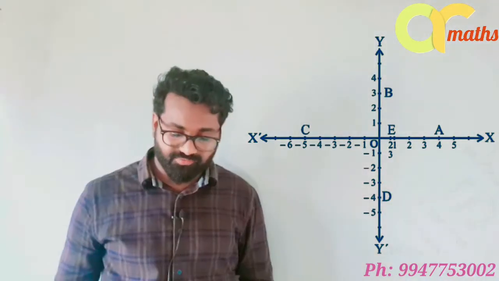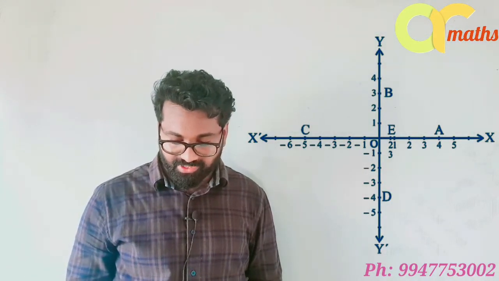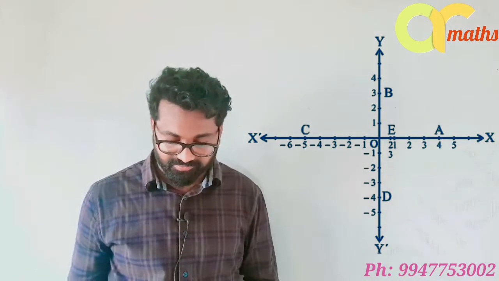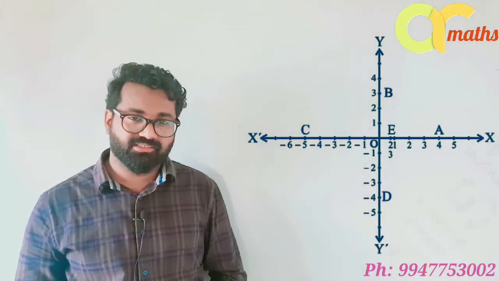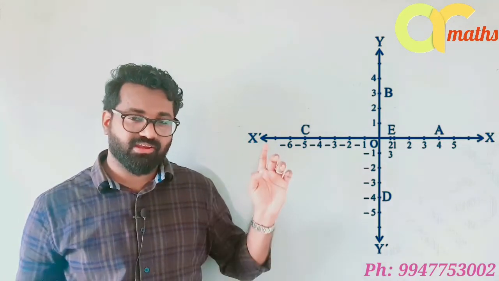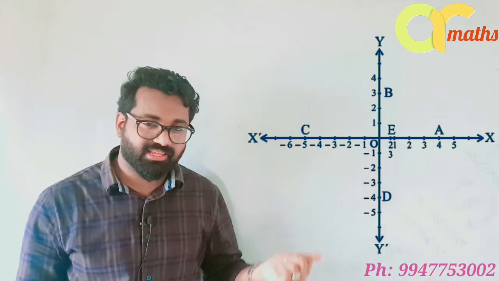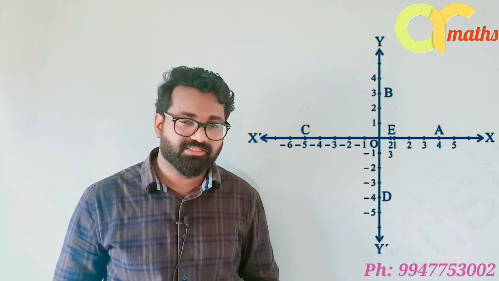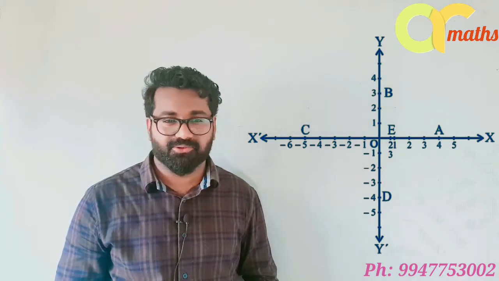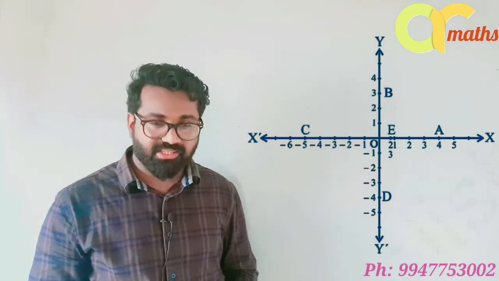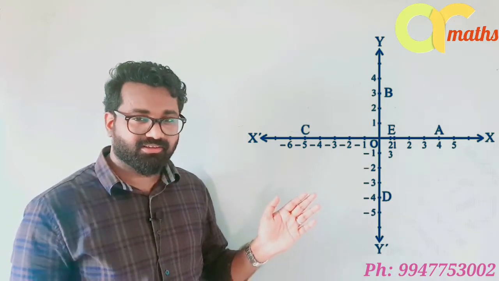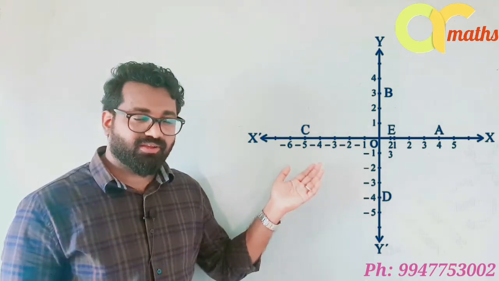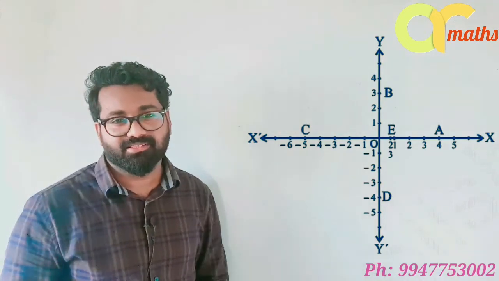Write the coordinates of A, B, C, D and E. What is the coordinate of A? The value of x is 4, on x axis the value of y is 0. So, the coordinate of A is 4 comma 0. Clear. Next, what is the coordinate of B? On y axis the value of x is 0. What is the value of y? 3. So, 0 comma 3.